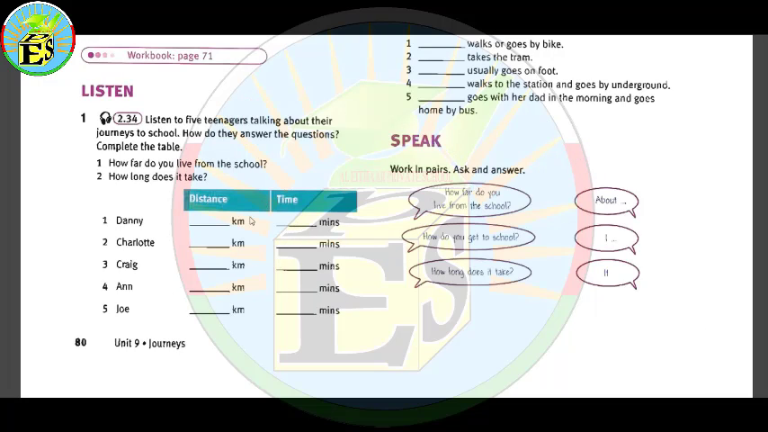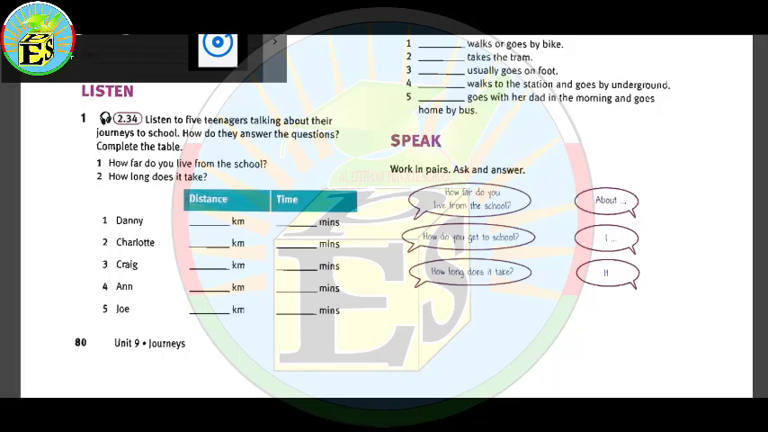So right now we will move to the listening section, and we're going to start with activity number 1. What we need to do here is that we're going to listen to 5 teenagers, and these teenagers will be talking about their journeys to school. What we need to do is to answer the following questions about the distance and time. So we need to register the distance that they take to reach school and the time that they take to reach school. So the first question is, how far do you live from the school and how long does it take? And these 5 teenagers are Danny, Charlotte, Craig, Anne and Joe. So please listen carefully and let's get started.